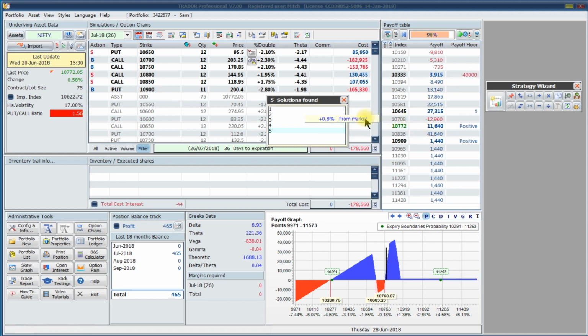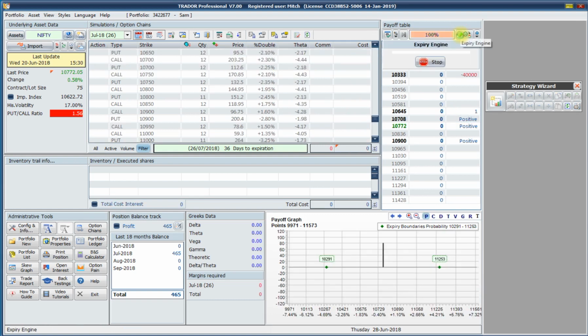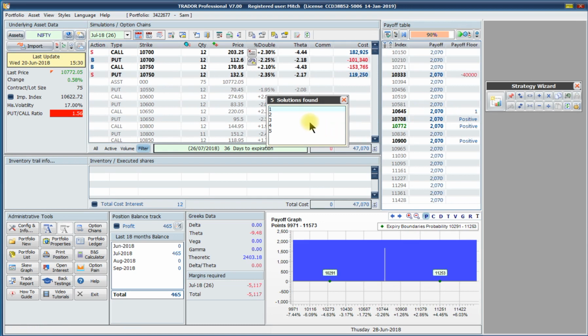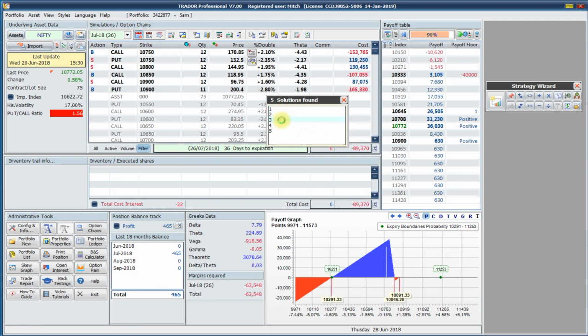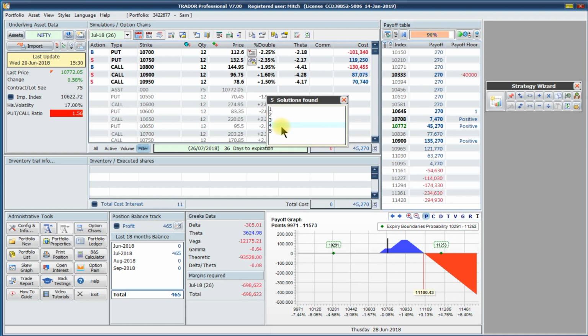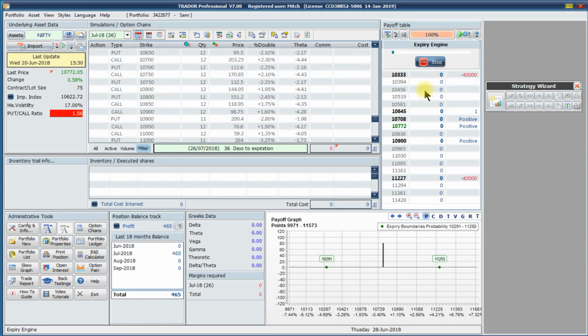Let's try to improve the red loss at index 10,708 by defining a positive payoff floor and activate the engine again. At this point, we've covered the down market. But we've left a risk if the market goes up to index 11,227, so I'll add a new negative 40,000 floor definition there. Initialize the seek pie, and activate the engine again.